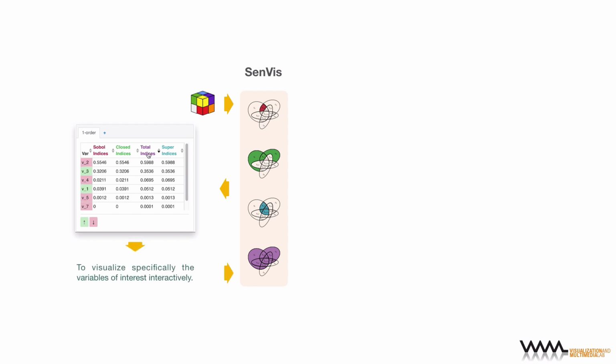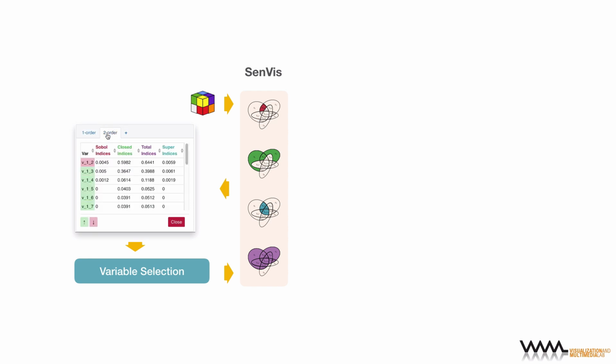Considering the possible high dimensionality of a model and the relatively limited number of effective input variables, we add a variable selection option for interactive exploration. So after exploring and finding out the influential variables from the tabular view, the user can further select those specific variables, and then the sensitivity indices of selected variables will be queried and visualized.